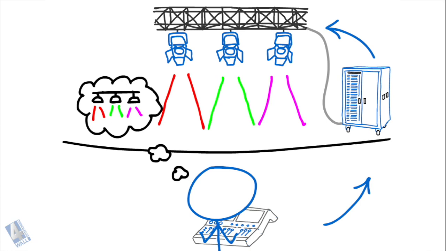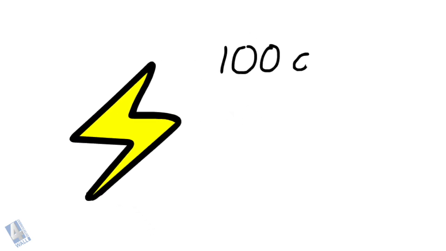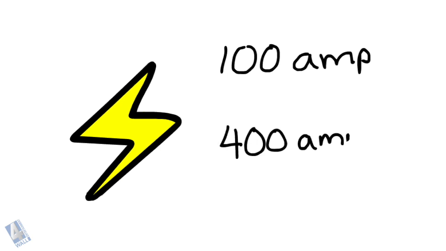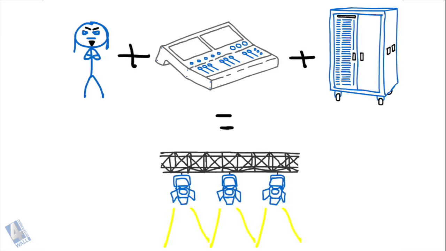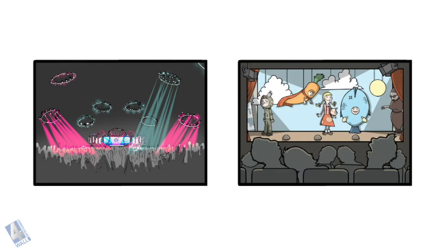The dimmer needs one thing, and that is power. Sometimes a lot of power. Quite often it's a 100 amp 3-phase, and sometimes it's a 400 amp 3-phase. It's really that simple. Every lighting system is the same, whether it is a large concert or a high school play.